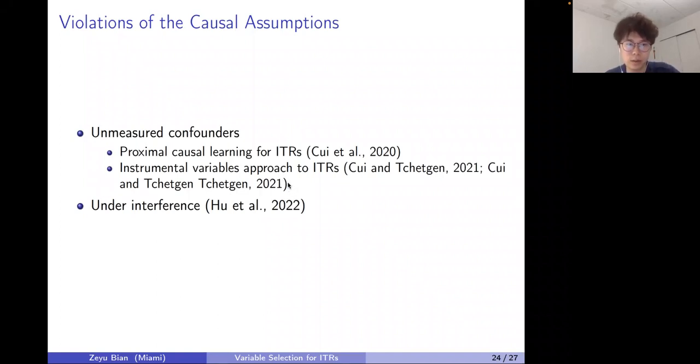The first is, what if we have unmeasured confounders? In this case, we could use proximal causal learning, or we could use the instrumental variables approach. The second violation is that the SUTVA assumption does not hold, which means that now we have interference. And I believe that we could combine our paper with the framework in this paper to solve this issue.